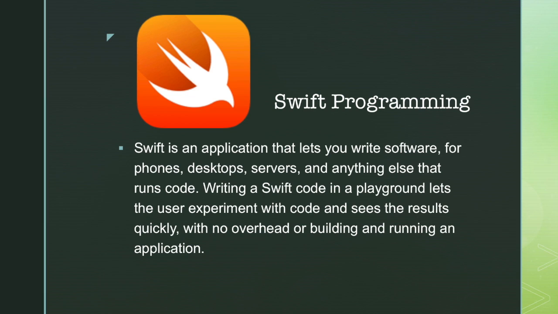For the development of this app, we actually use Swift programming, which is the same programming that we've been doing throughout the semester in class. Swift is a language that lets you write software for phones, desktops, servers, and anything else that runs code. Writing Swift code in a playground lets the user experiment with the code and see the results right away, with no overhead of building and running an application.